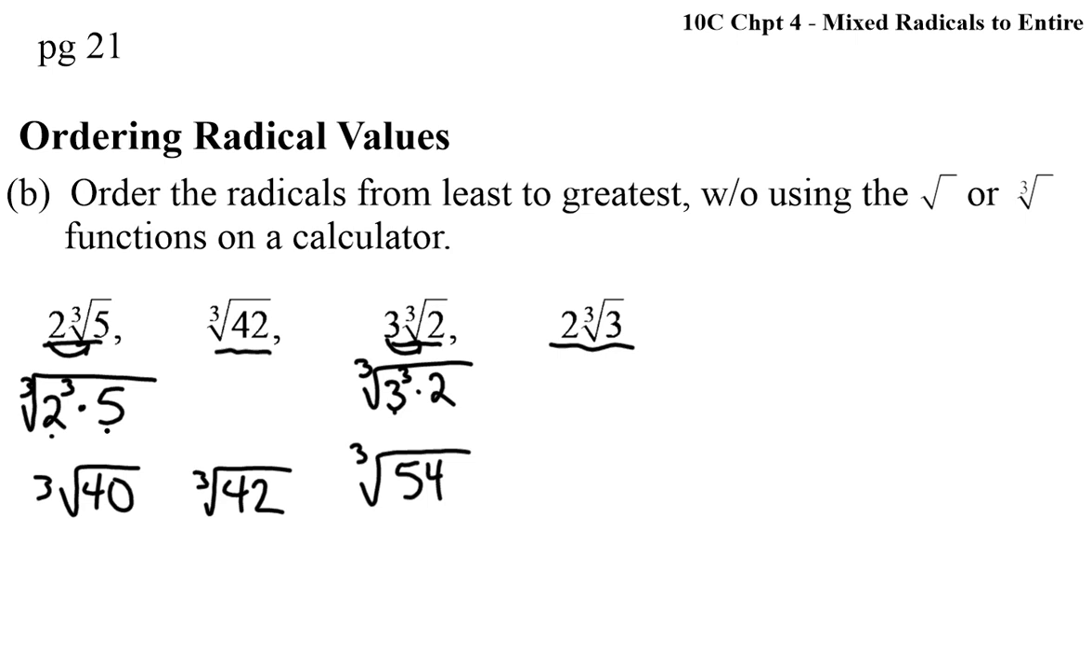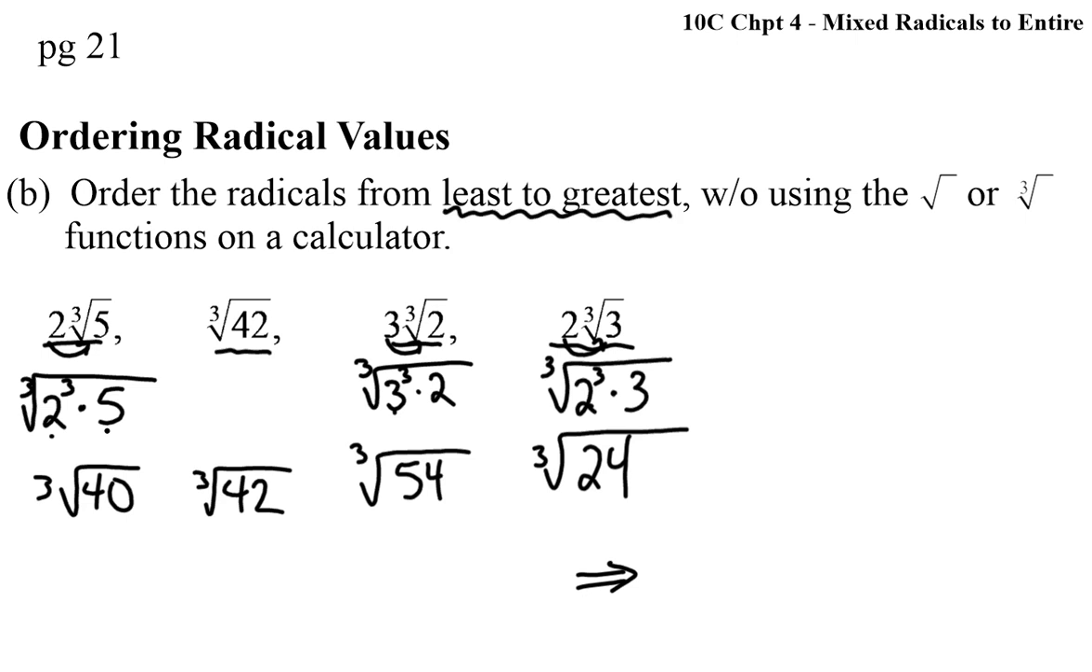And then we have 2 cube root 3. Again, how does a 2 go back under the root in this case? It gets cubed, and we multiply by the 3. That leaves us with cube root, 2 cubed is 8 times 3, which is 24. Now that we have entire radicals, well, now we can rank.